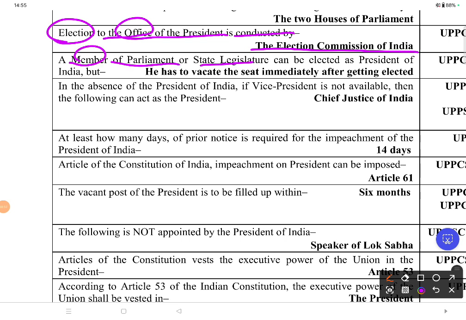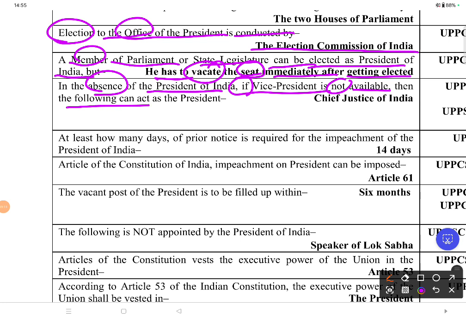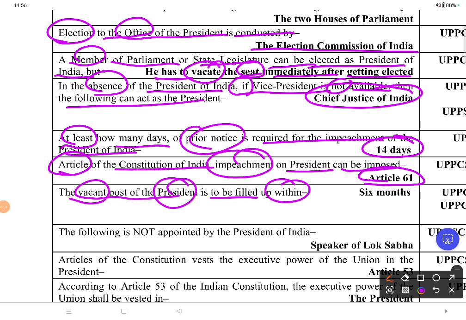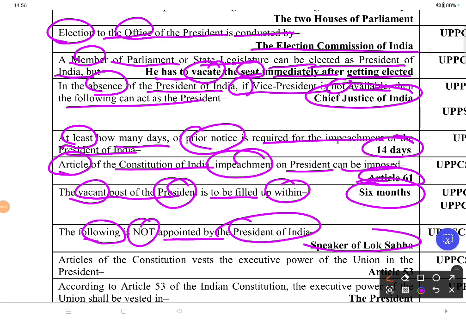A member of Parliament or state legislature can be elected as President of India, but he has to vacate the seat immediately after getting elected. In the absence of President of India, if Vice President is not available, then the following can act as President: Chief Justice of India. At least how many days of prior notice is required for impeachment of President of India? 14 days. Article of Constitution of India under which impeachment of President can be imposed: Article 61. The vacant post of President is to be filled up within 6 months. The following is not appointed by President of India: Speaker of Lok Sabha.